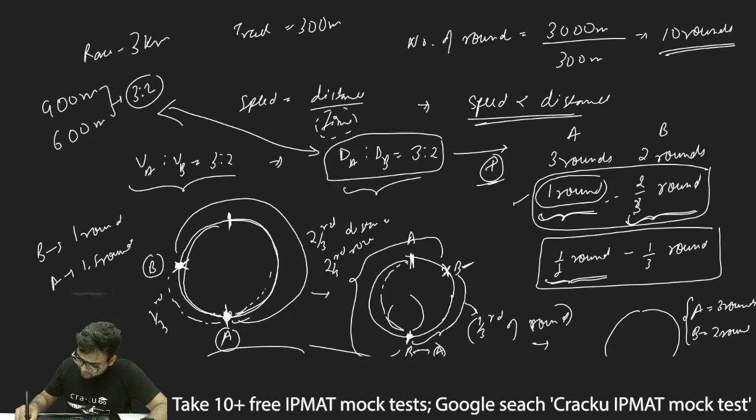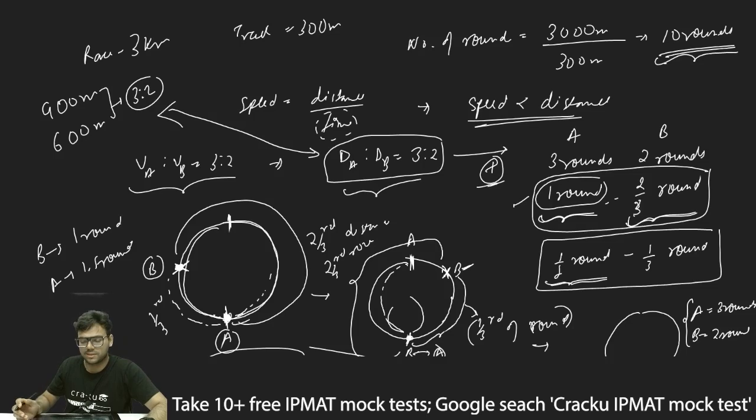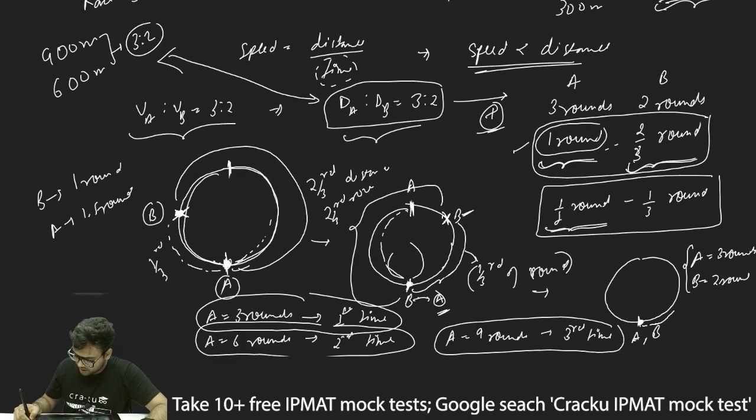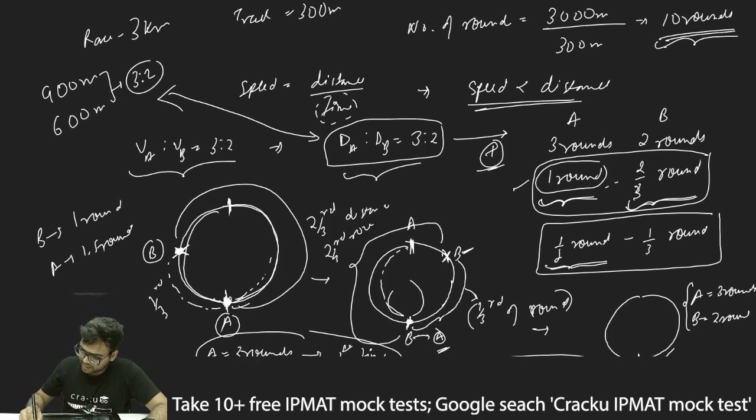Now the total number of rounds is 10 rounds. If A is winning the race, he has to run 10 rounds. This means the next meeting point will be after the 12th round, when A runs 12 rounds and they meet for the 4th time. But A has to run only 10 rounds. So this means that they will meet only thrice.